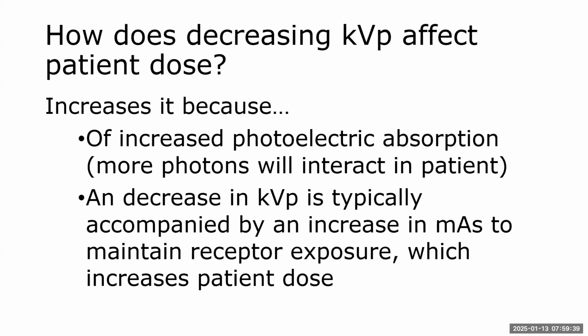So how does decreasing KVP affect the patient dose? Generally, it's going to be the opposite of what we just said. It's going to increase because more photons are going to interact with the patient. And typically, if we decrease the KVP, what do we have to do to the mass to compensate? Yes. If we're changing it by 15%, then we have to double the mass. So that means more patient dose.